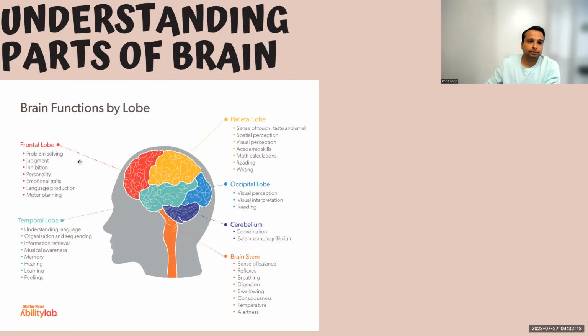The rest of the parts of the brain and their functions are listed here. You can read through it, take a screenshot or pause it, and read through it. But what I'm going to talk about is the temporal lobe and how it is affected in Alzheimer's.